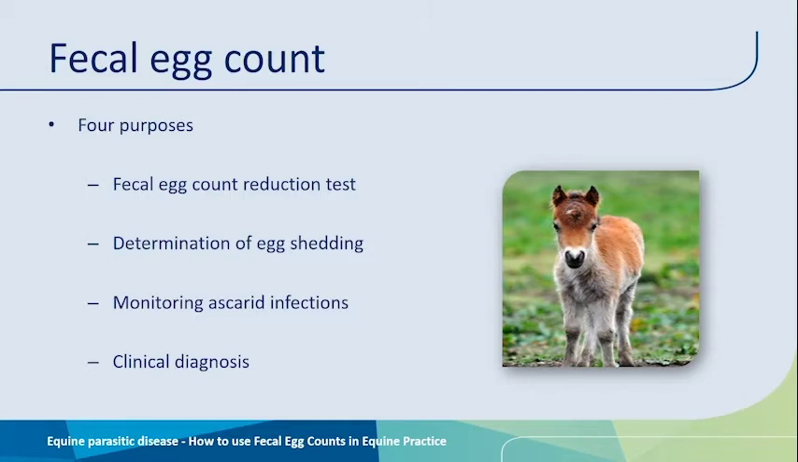So we have the fecal egg count reduction test for screening of anthelmintic treatment efficacy. We have the determination of strongyl egg shedding levels in adult horses. We have monitoring of vascular infections in foals, and then we have the clinical diagnosis. And by clinical diagnosis, I mean the situation where you have a clinical case with symptoms and you're wanting to run a fecal egg count to find out whether there could be any parasitic involvement. So let's go through these one by one.